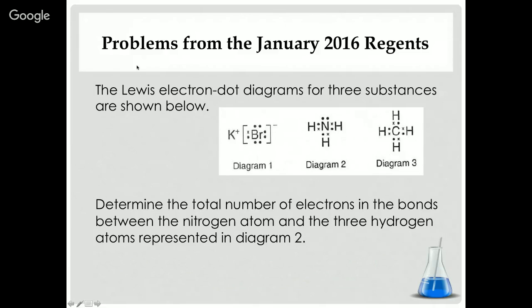The next problem deals with the same diagram. So again, the Lewis electron dot diagrams for these 3 substances are here. In this one, looking at diagram 2, it says, determine the total number of electrons in the bonds between the nitrogen atom and the 3 hydrogen atoms represented in diagram 2. So determine the total number of electrons in the bonds between the nitrogen and hydrogen.